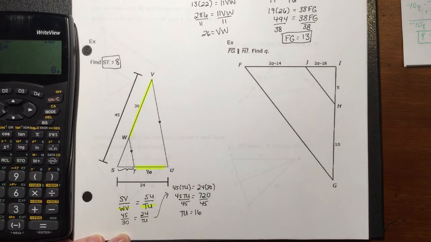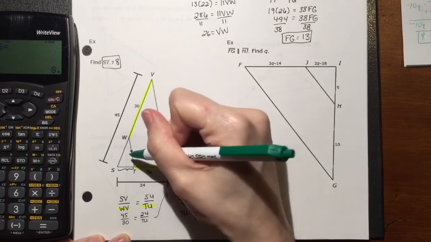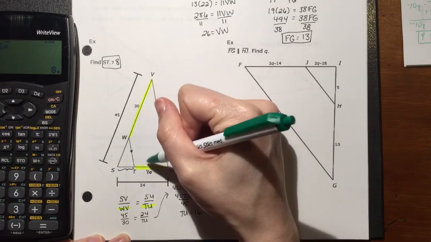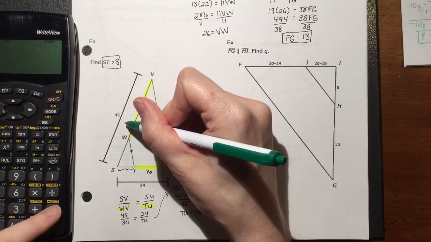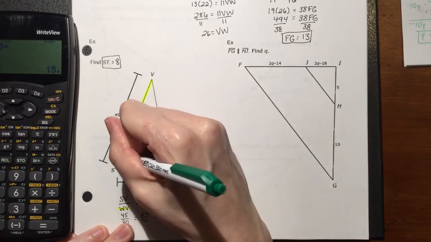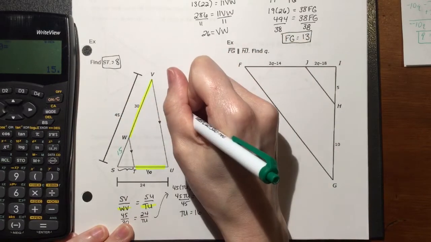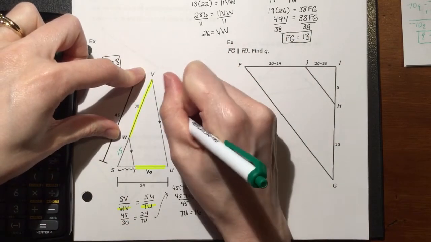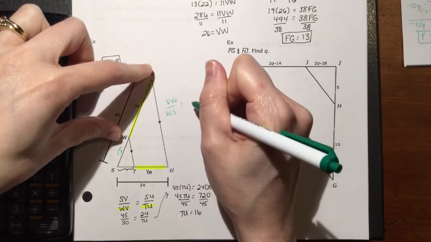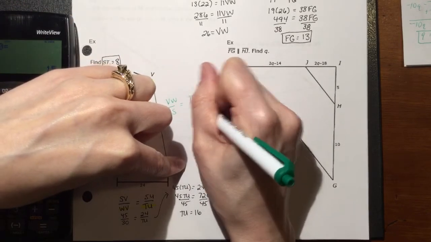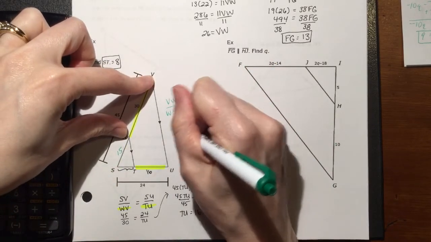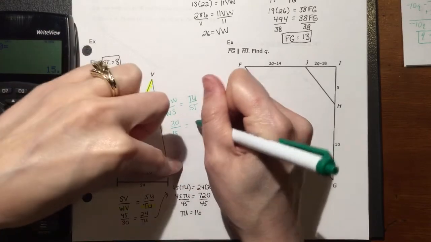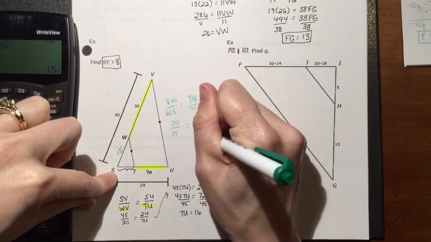There is another way that we could have solved this. And if we solve it the other way, we could have looked at this and said, okay, I want to compare this part to this part and that part to that part. Then we could have gone 45 minus 30 to give us 15 here. And then we could have gone VW over WS is going to be equal to TU over ST. And then VW has a value of 30 over 15 is going to be equal to 16 over ST is the one we don't know.